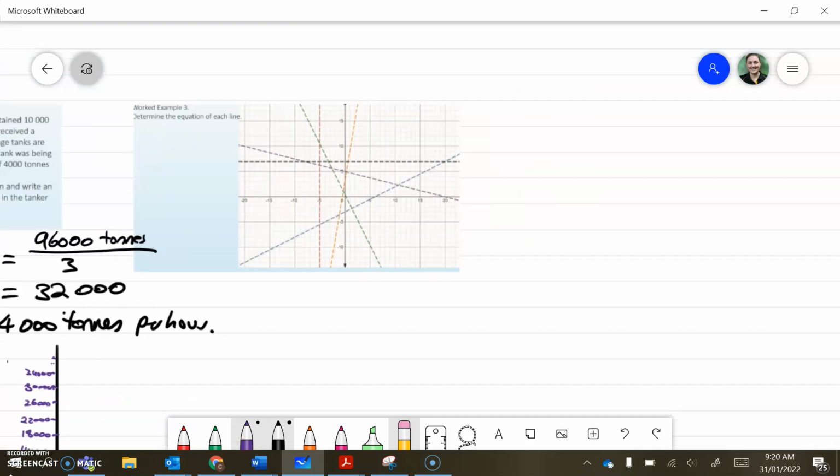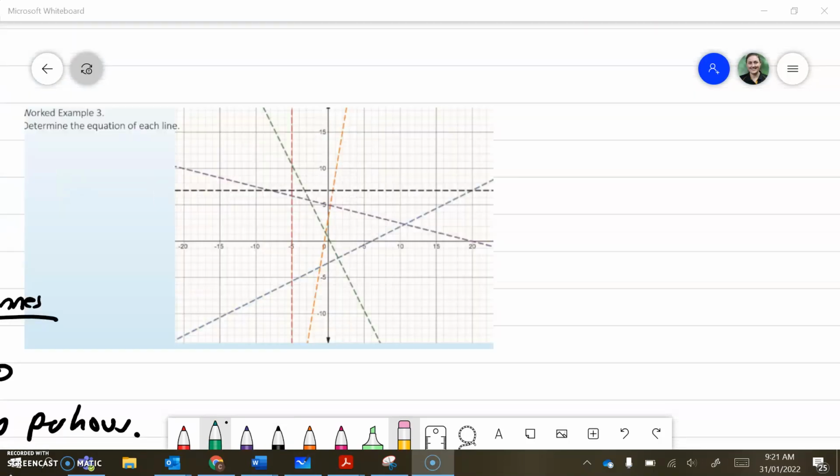Okay, we're going to have a look at worked example 3. So we're going to find the equation of a few of these lines and then the rest are on the worksheet. So what we're going to do is for the black line.